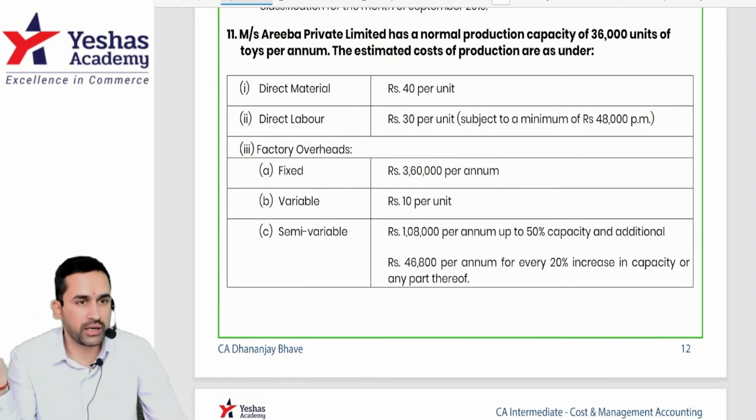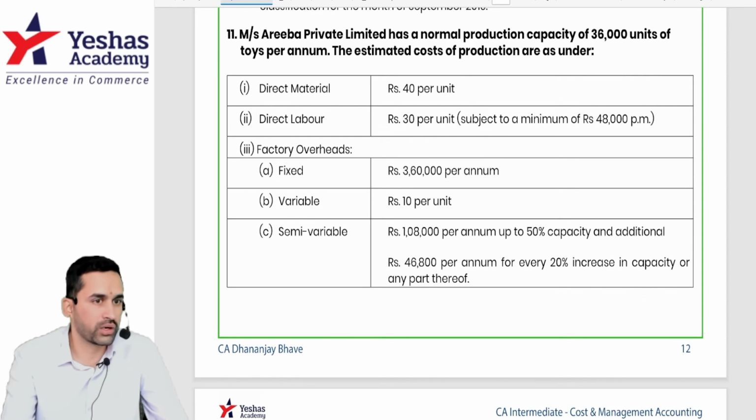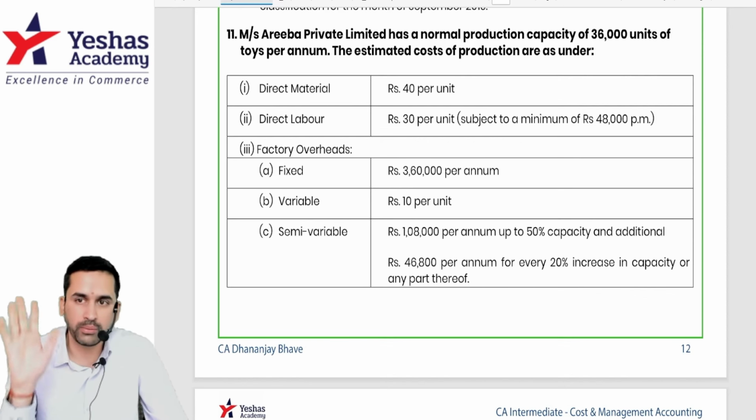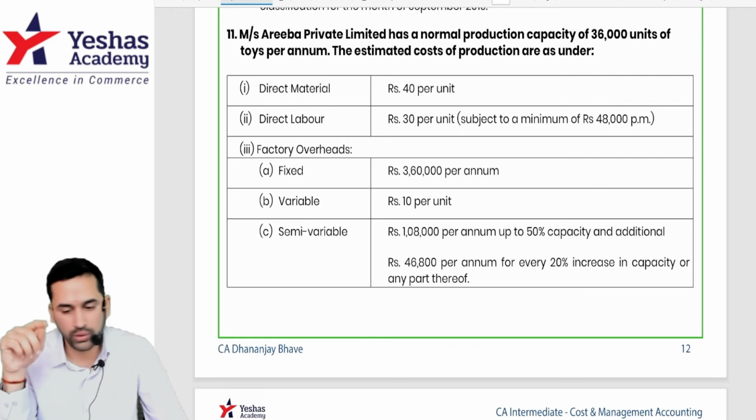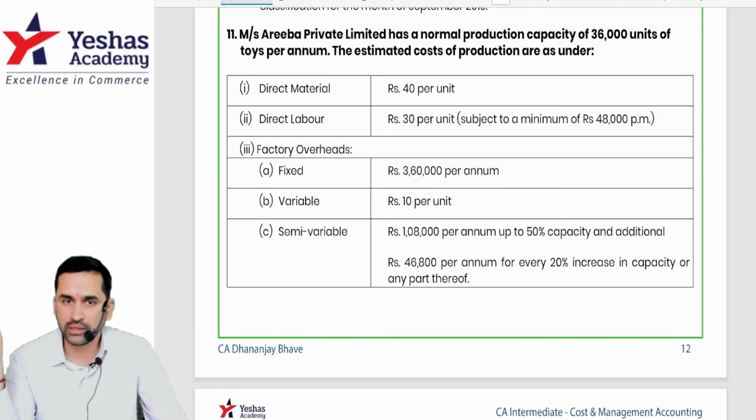Think, why should any company do this? Suppose there is no demand in the market and there is no production, then you can't tell the employee 0 into 30. He says, I'm coming to factory every day. There is no work. What can I do? Then also you have to pay me minimum 48,000. So even if in a month you produce only one unit, you can't say 1 into 30 is the cost. You have to still consider 48,000 as the cost.